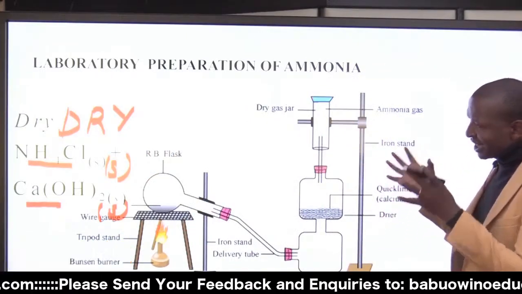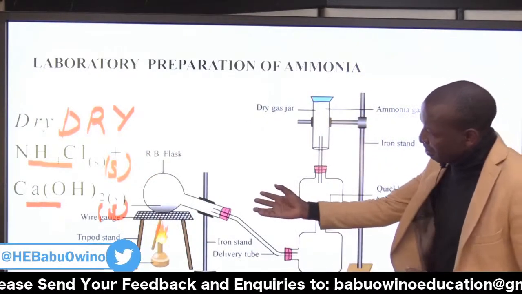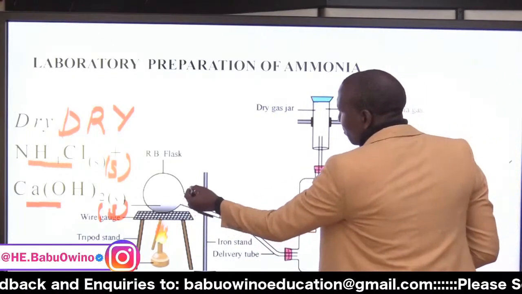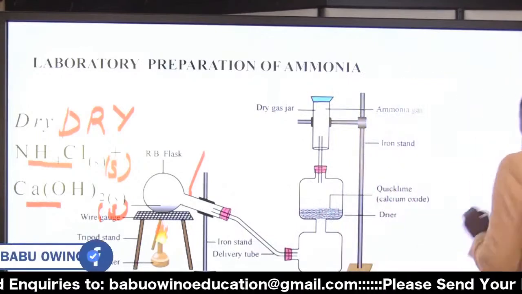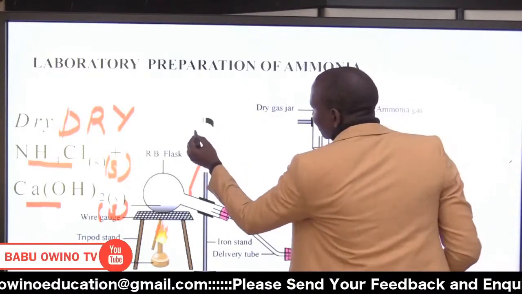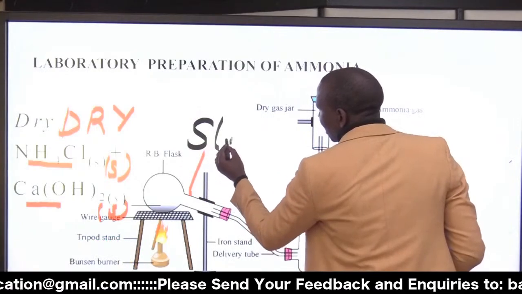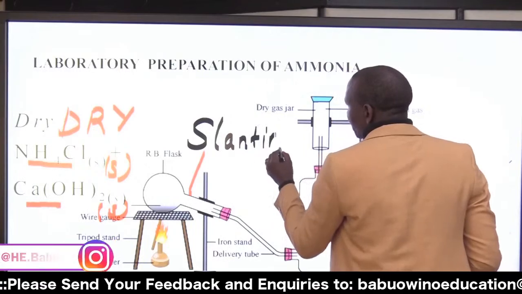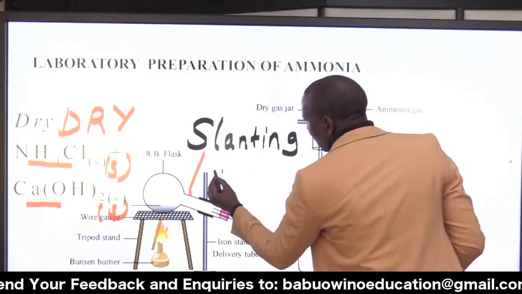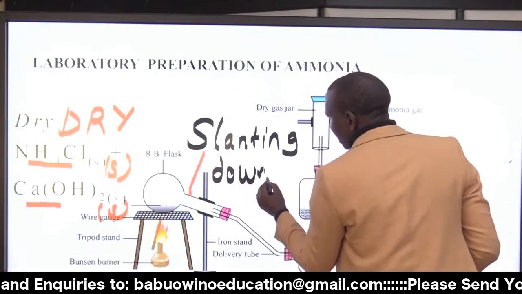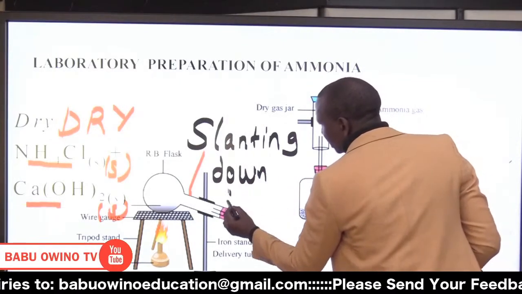The orientation of the round-bottomed flask is that it must be slanting downwards. It should be slanting downwards.